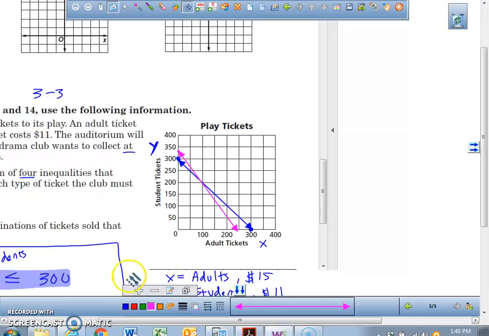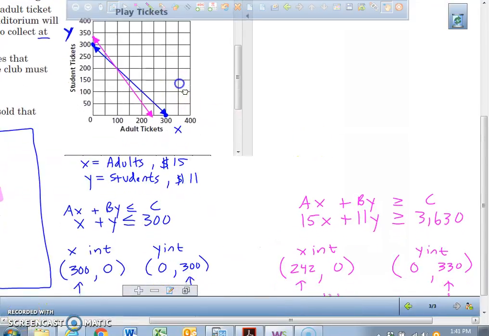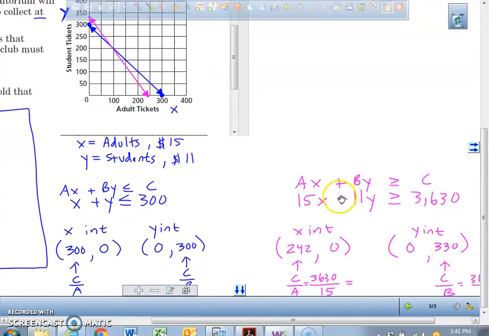And then we'll talk about where you're going to shade. Now, where are we going to shade? See how this is a positive in front of the 11y? So that symbol right there won't change if we solve for y. So we're still going to go greater than or equal, which means everything above this purple line right here would be shaded. And everything below the blue line would be shaded.